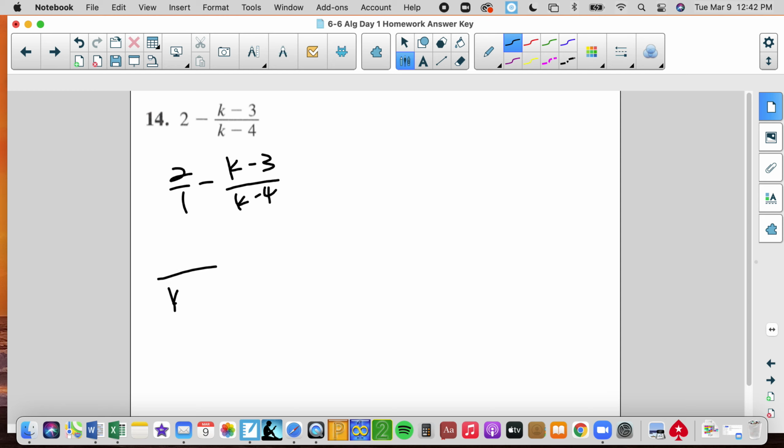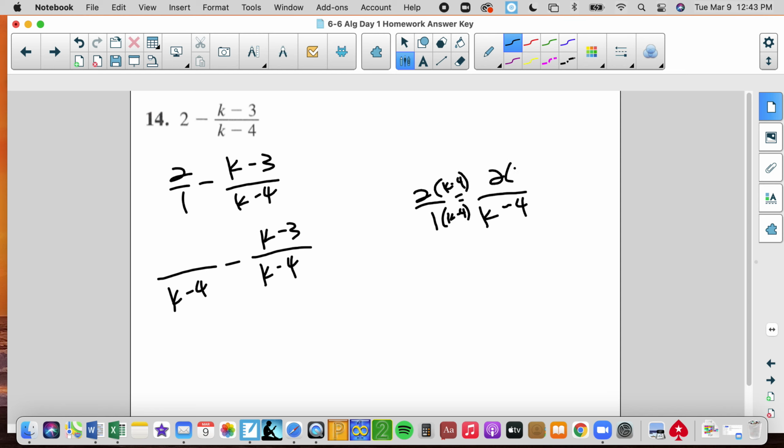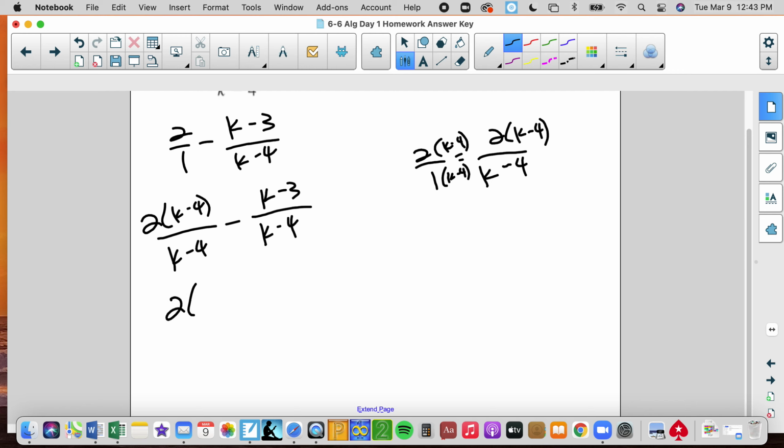Common denominator is going to be k minus 4. That's going to stay k minus 3. 2 over 1 equals what over k minus 4? We multiply it by k minus 4. So 2 times the quantity k minus 4. Write it as a single minus, oh, look at that.